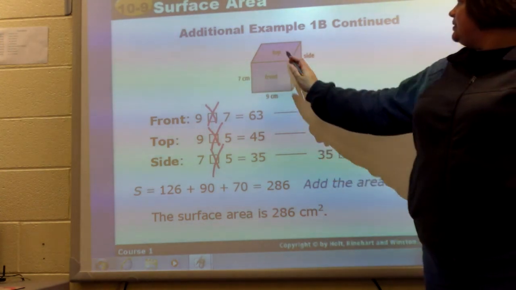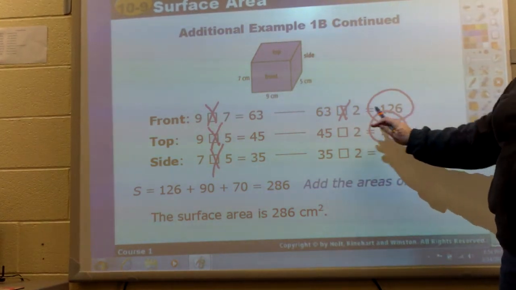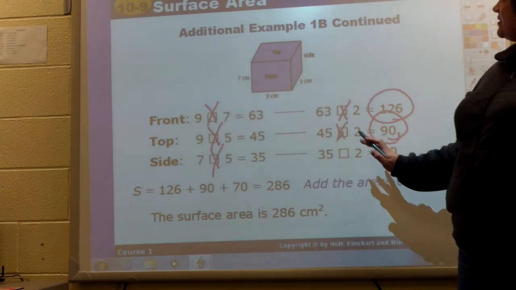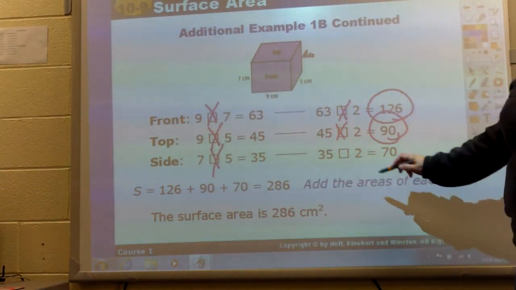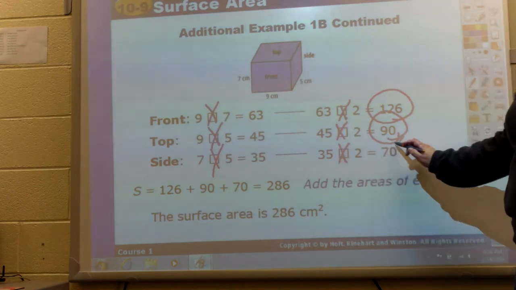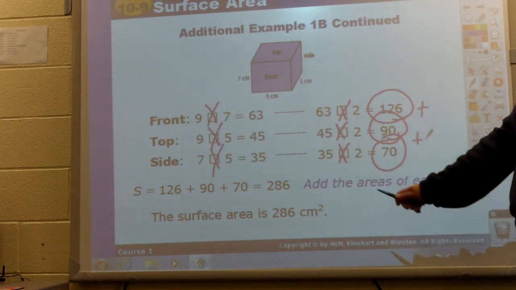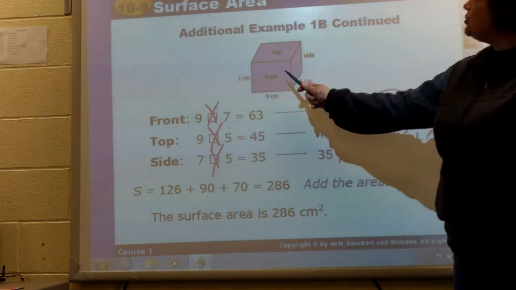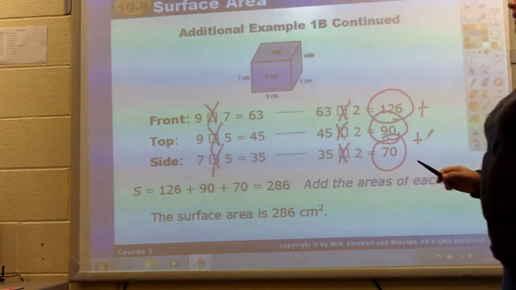45 times 2 would be the top and the bottom piece that it's sitting on, which are going to be the same size, so you can do that times 2 to get 90. 35 is that side section. The other side is going to be identical, so you can do 35 times 2 to get 70, and then add them all up, and you get 286 centimeters squared would be the total surface area of this whole figure, if you add all the faces together.